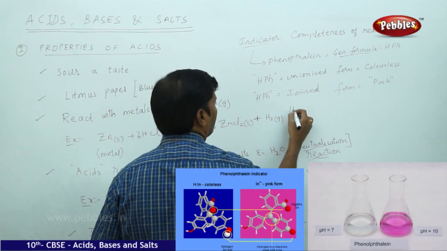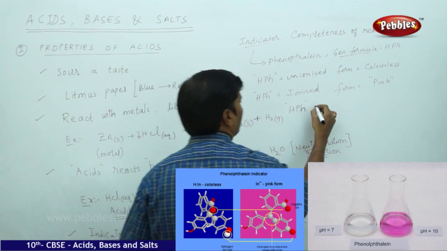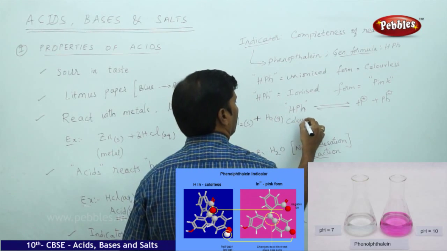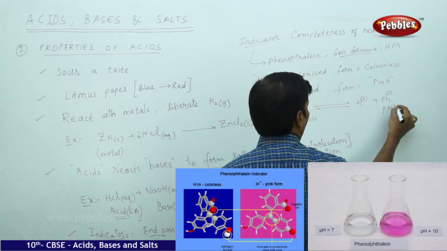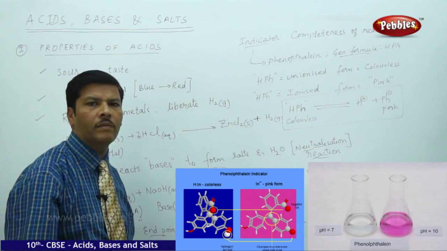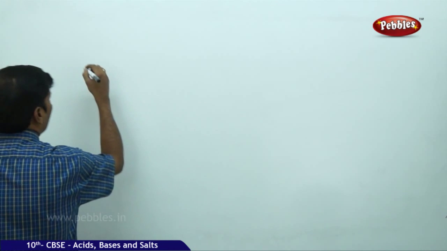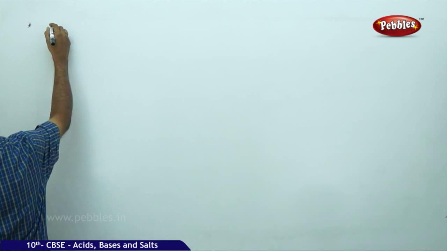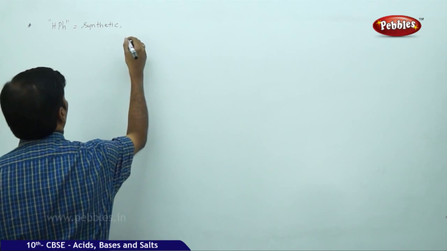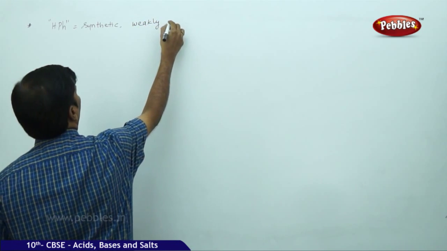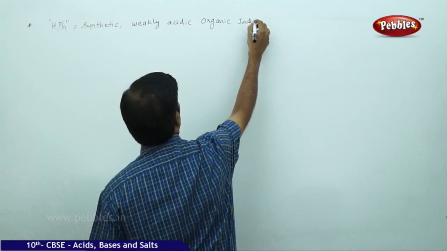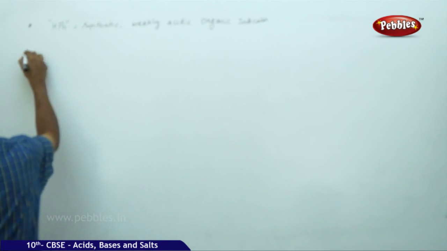So that means phenolphthalein always changes from colorless to pink color. This is colorless and this is pink color. So this is the behavior of the phenolphthalein indicator. Therefore we can come to one conclusion that phenolphthalein is a synthetic, weakly acidic, organic indicator.